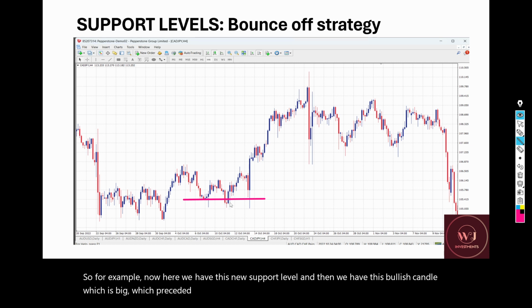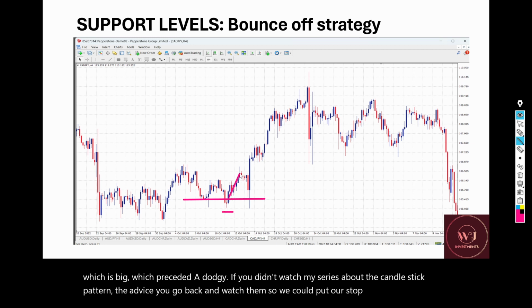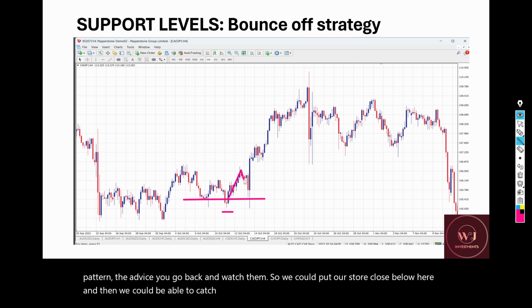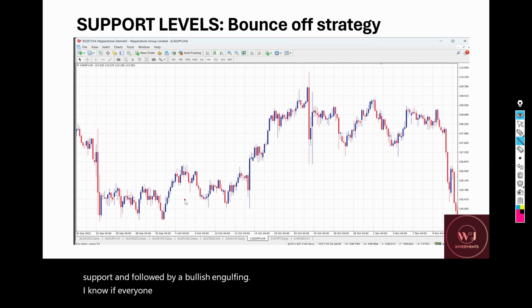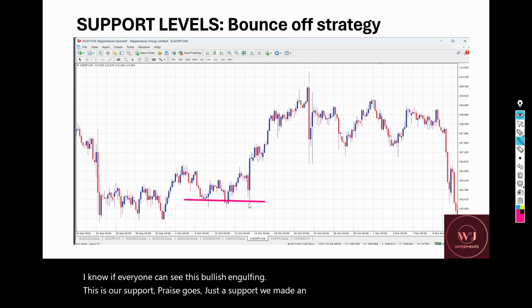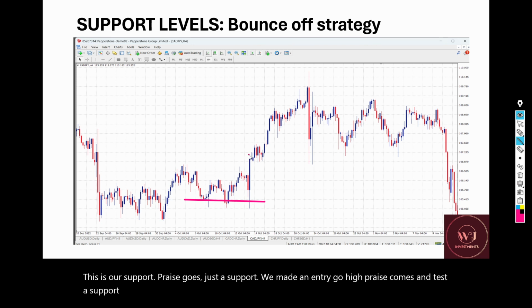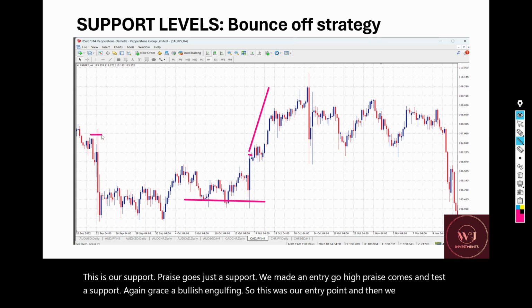If you didn't watch my series about the candlestick patterns, I advise you go back and watch them. So we could put our stop loss below here, and then we could be able to catch the wave up. Here the price goes back and hits the support, followed by a bullish engulfing. I don't know if everyone can see this bullish engulfing. This is our support. Price goes, tests the support, we made an entry, goes high, price comes and tests the support again, creates a bullish engulfing. So this was our entry point, and then we target the new levels created high here.